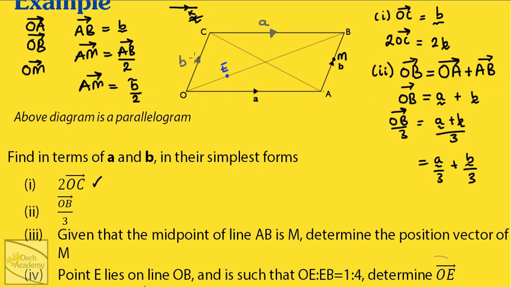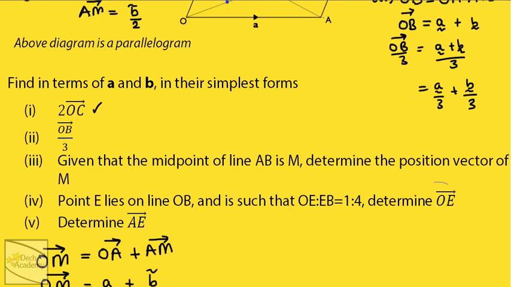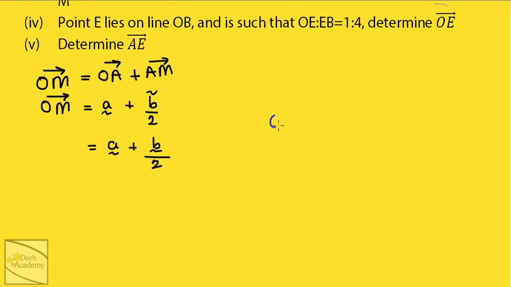Okay, how do we get to E? Well, if you go from O to A to B, then to E, you would be able to work out the position vector of E. But that's long and probably more difficult than the approach I'm going to show you. Now, we're told that the length of OE divided by the length of EB is in this ratio, so 1 over 4.